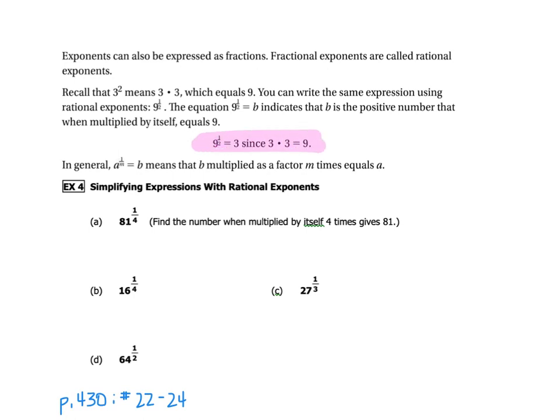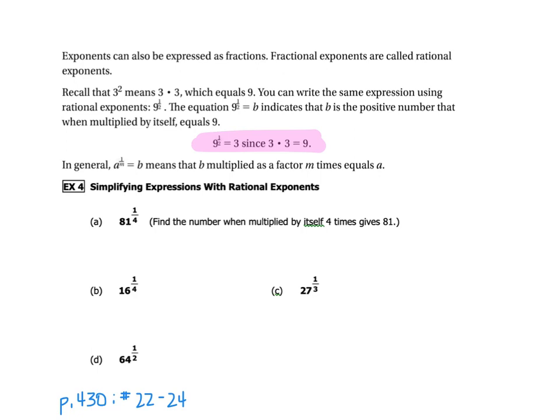We've got this one, 9 to the 1/2 power. 9 to the 1/2 power really means the square root of 9. So this is 3. And the reason it's 3 is because 3 times 3 equals 9. So what that 1/2 power is really saying to us is: what multiplied by itself twice will give me the 9? And so that's what that means.